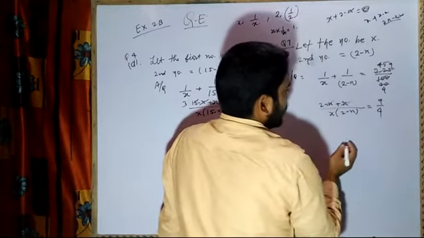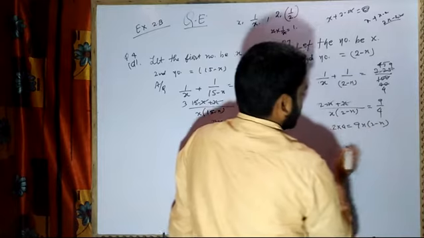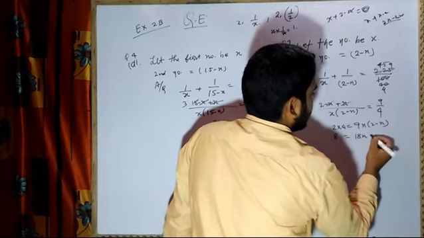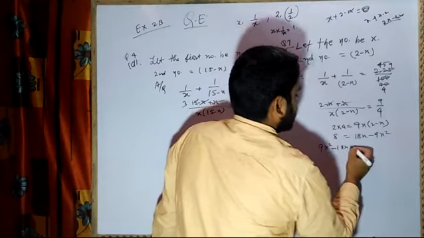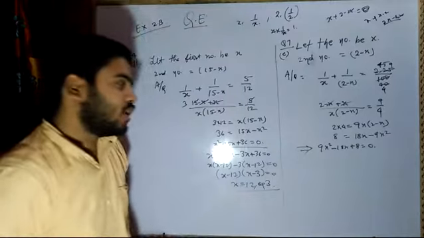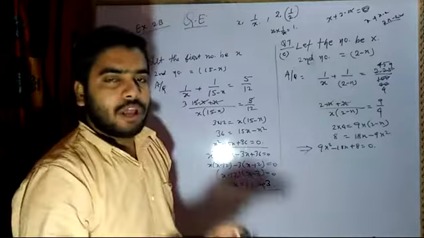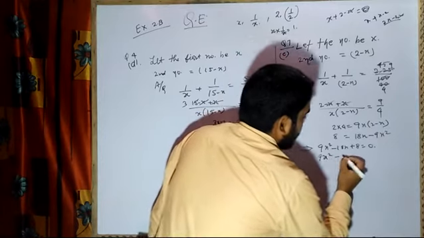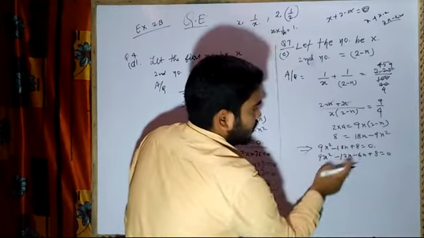x cancelled. Now you see, 2 into 4 is equal to 9x into 2 minus x. So 8 is equal to 18x minus 9x square. Now bring this to one side: 9x square minus 18x plus 8 is equal to 0. This is my quadratic equation. The product is 9 into 8, 72, and the middle term I want is 18. 12 into 6 is 72, and 12 plus 6 is 18. So I can write 9x square minus 12x minus 6x plus 8 is equal to 0.